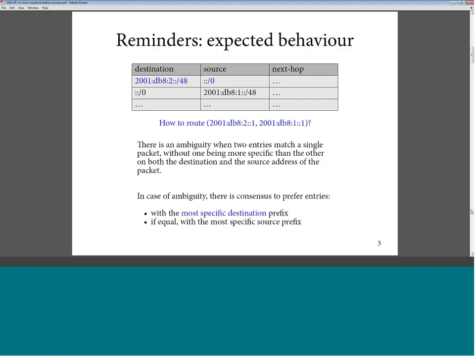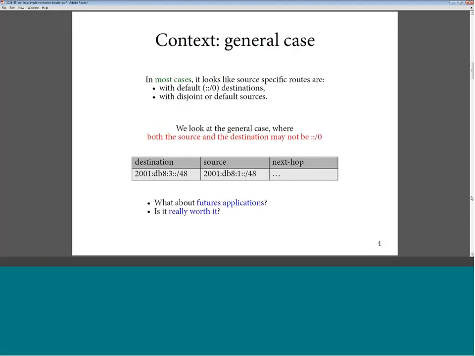As we see, it is possible for a packet to be matched by two entries, while none of these entries is more specific than the other. We call that case an ambiguous table, and we believe that there is consensus to say that we want to solve ambiguity by selecting the entry with the most specific destination prefix. And finally, we agree that for most of the use cases, we can make some assumptions, such as considering that the source-specific routes necessarily have default destinations, or that the source-specific prefixes are disjoint or default.